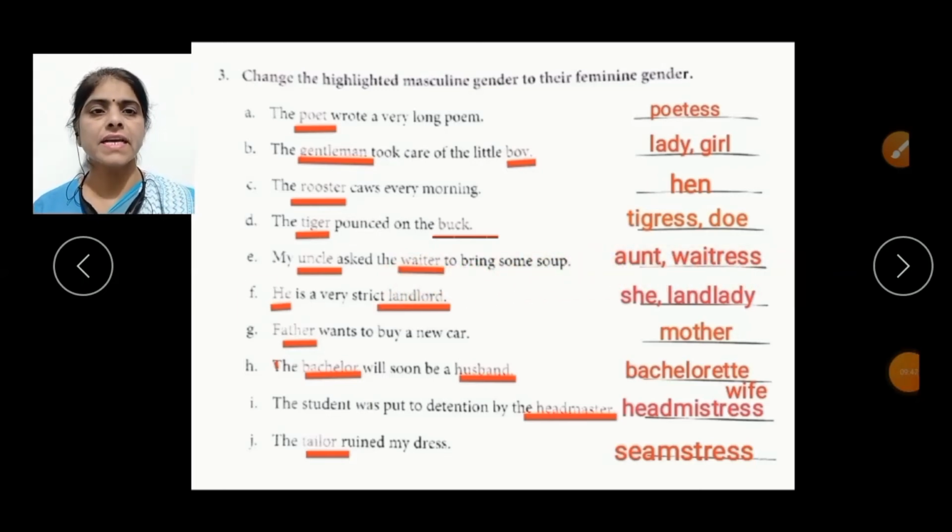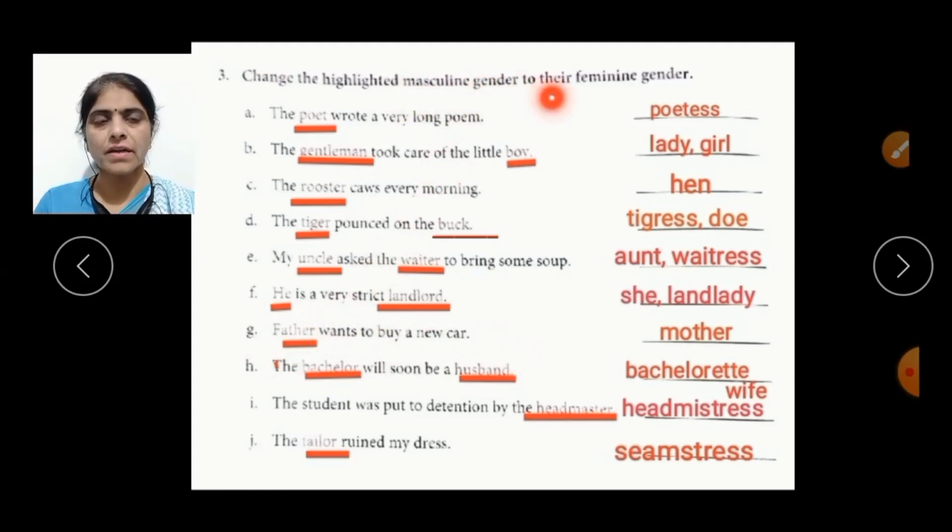Next sentence is, he is a very strict landlord. In this sentence we have one male noun, landlord, and one pronoun, he. So the feminine gender of he will be she and the feminine gender of landlord will be landlady. After this, father wants to buy a new car. In this sentence, father belongs to masculine gender and the feminine gender of father will be mother. Now let's have the next one.